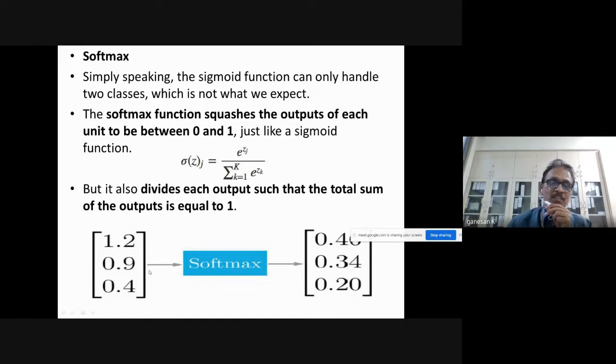Or in other words, suppose I show you some letter of the alphabet, and I scan it and give it to my deep learning algorithm and ask what this letter is. It is a handwritten letter. Somebody writes, say, 1 and 7 in a very similar fashion. So it may say there is a 40% probability it looks like 1, 34% it looks like 7, and 20% it looks like 9, and so on.